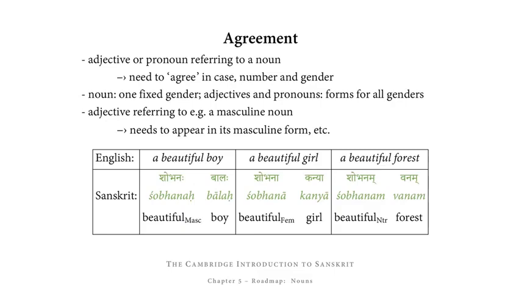And therefore we get, for example, shobanah balah. Balah is a noun that is grammatically masculine, and therefore we have to use the masculine form of the adjective, shobanah. Shobana kanya. Kanya, meaning girl, is a grammatically feminine noun, and therefore the adjective needs to appear in its feminine form. And finally, shobanam vanam. Vanam is a grammatically neuter noun, and therefore the adjective needs to appear in its neuter form, shobanam.